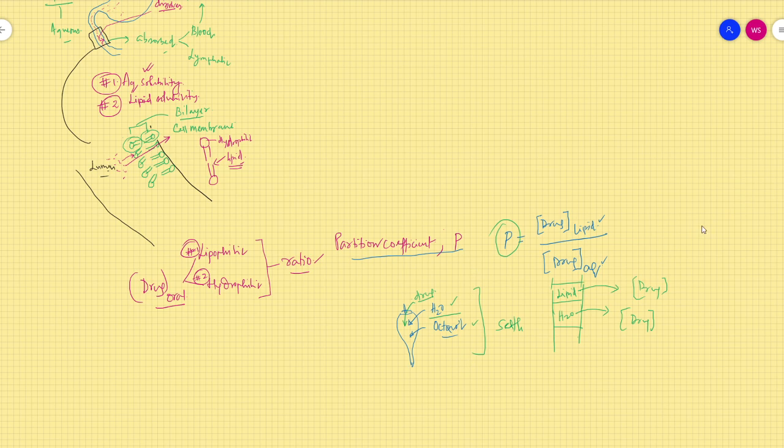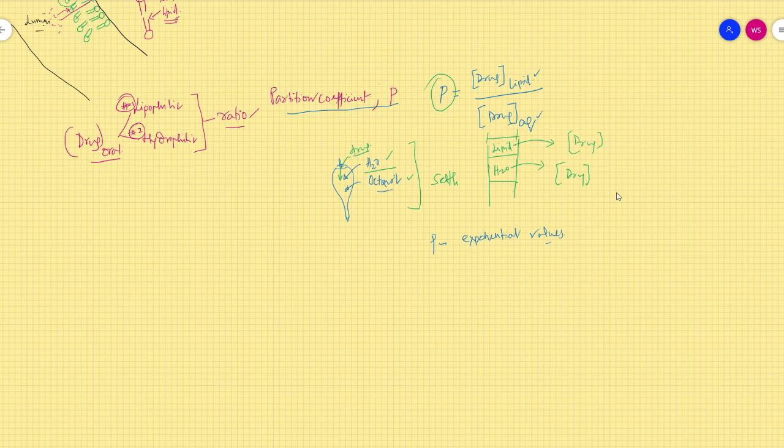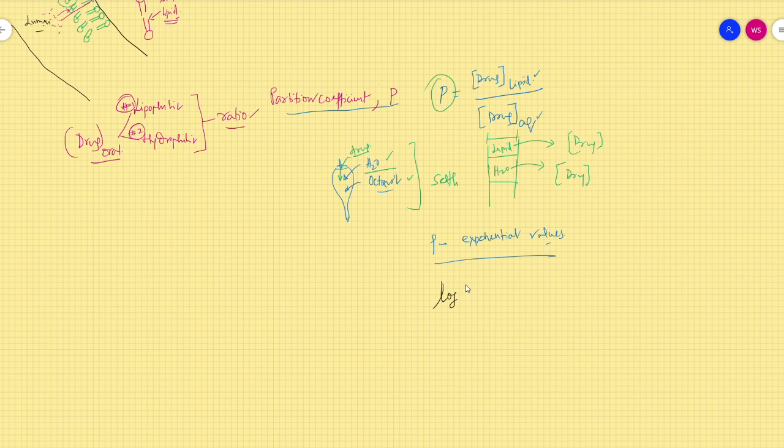But when we do this experimentally, we find that P has got exponential values. Okay, meaning we get a very large numerical value. And so to make it easy for computation and representation, we usually express the partition coefficient in the logarithmic form. Okay, so log P. Okay. So log P is how we depict the partition coefficient.